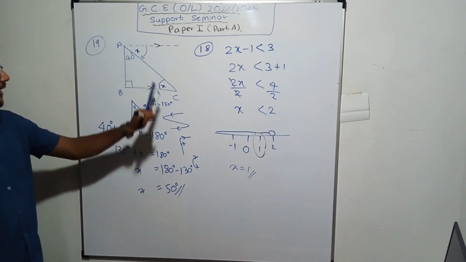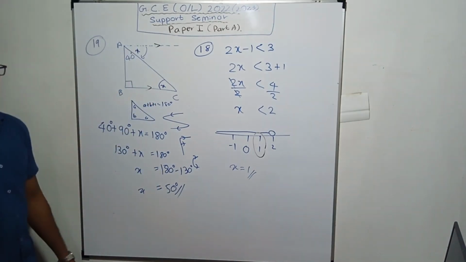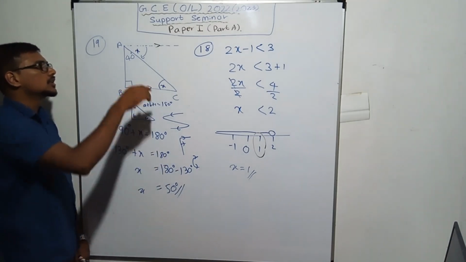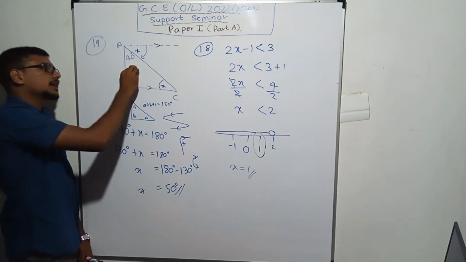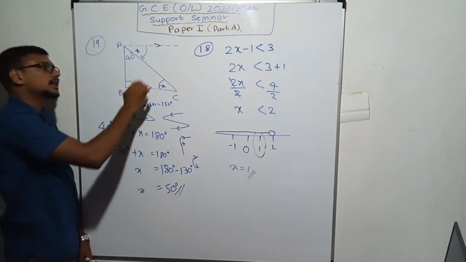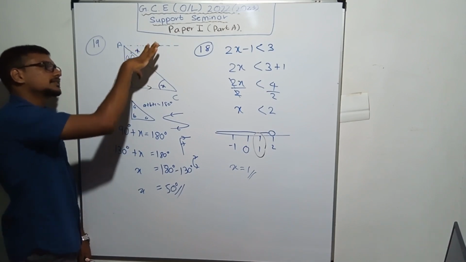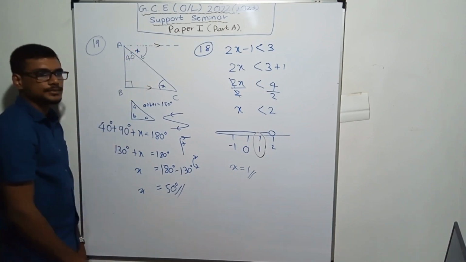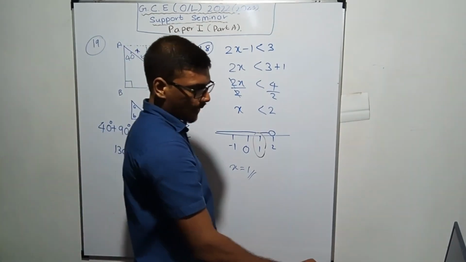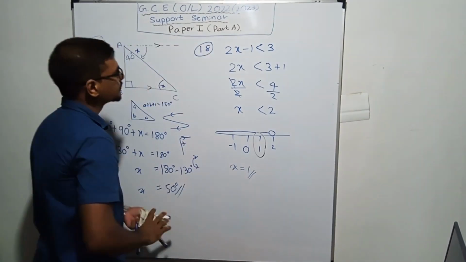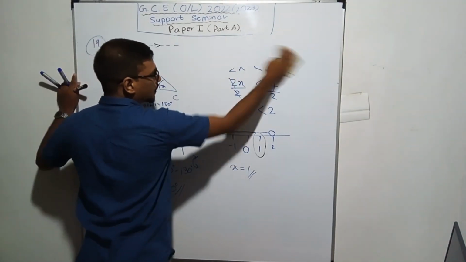If it is 50 here, there also it will be 50. So what are the theorems that we used? Interior angle sum of a triangle, 180, and alternate angles. Since they have given two parallel lines, you can use theorems related to parallel lines. Okay. We'll move to the 20th sum.